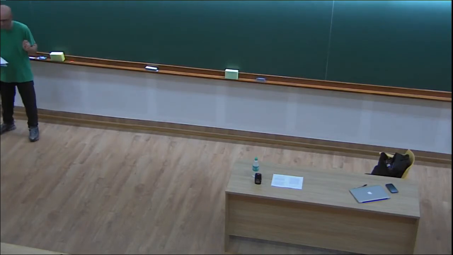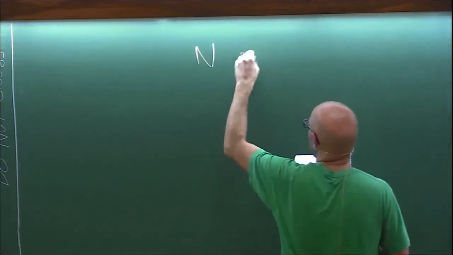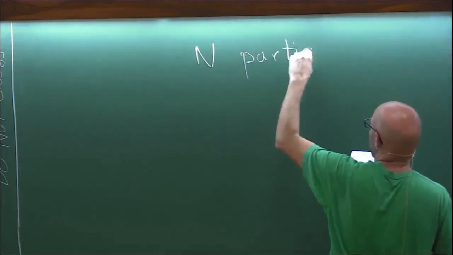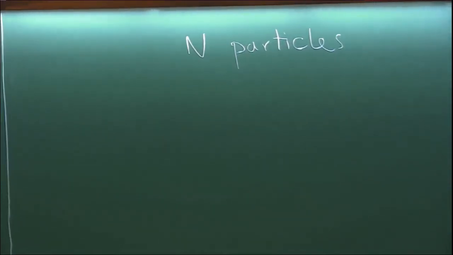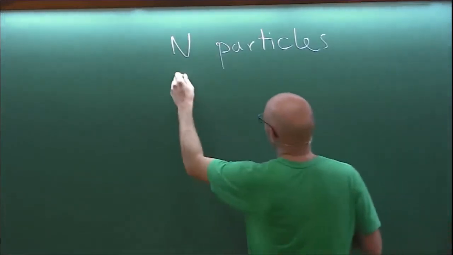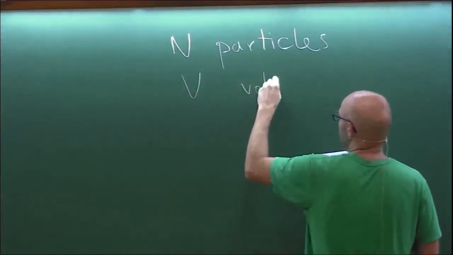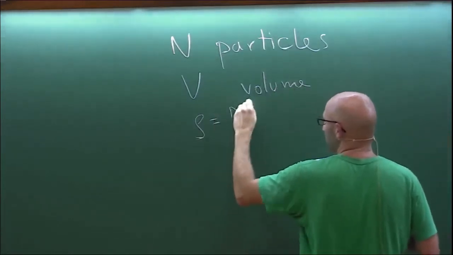I think you had an introduction to the basics of the glass transition. And I'm going to consider a system of N particles. Tell me if I'm writing too small or if I should go bigger. So N particles in a volume V, and the density will be N over V.